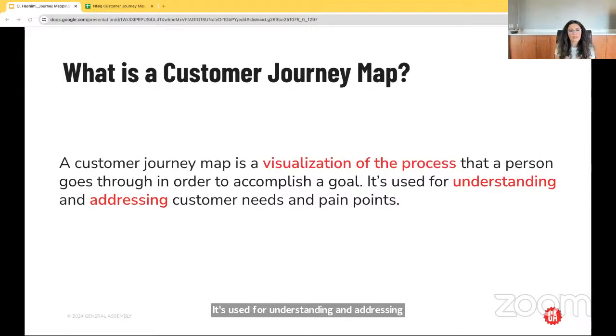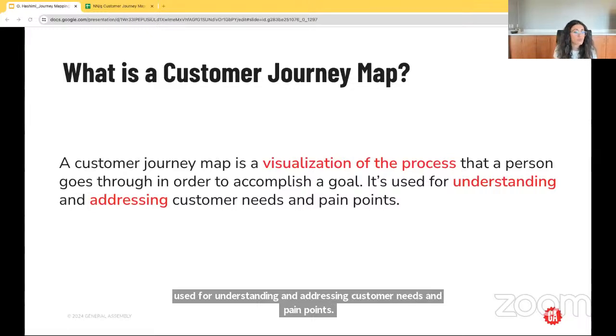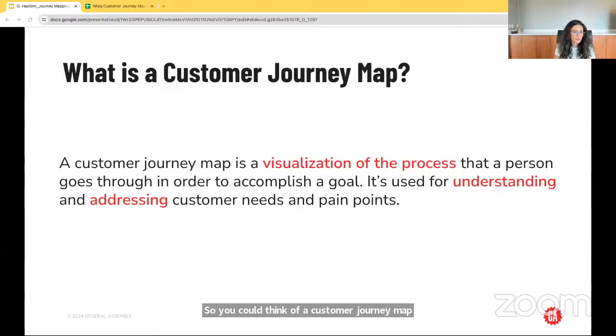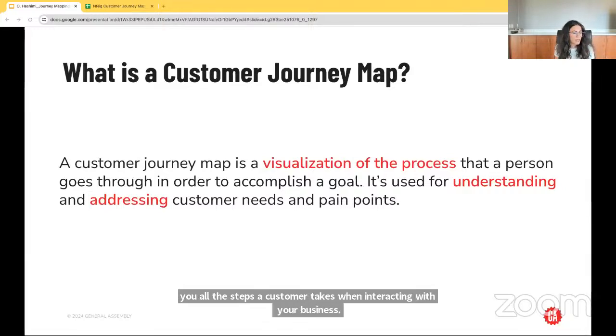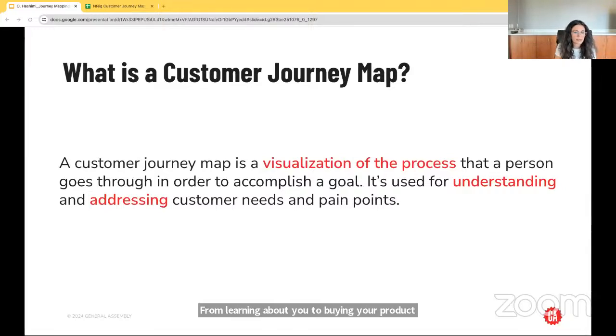So you could think of the customer journey map as a roadmap for your customer's experience. It shows you all the steps a customer takes when interacting with your business, from learning about you to buying your product, and beyond. It really helps you see where things are going smoothly and where there might be bumps in the road.